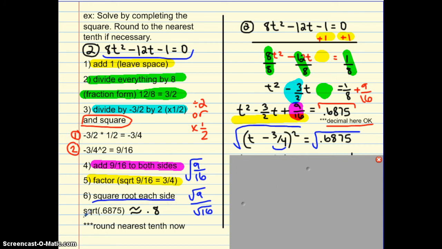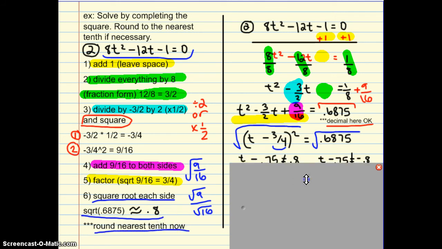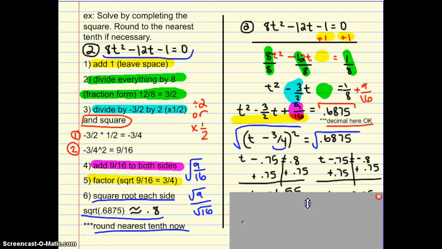And for this square root, we're going to go ahead and round to the nearest tenth. So what we have is our positive square root and our negative square root. And I went ahead and changed this to a decimal just to make it easier for us. And we'll solve that down.